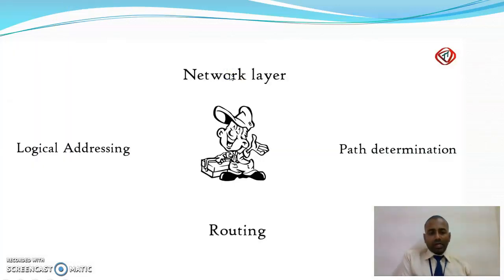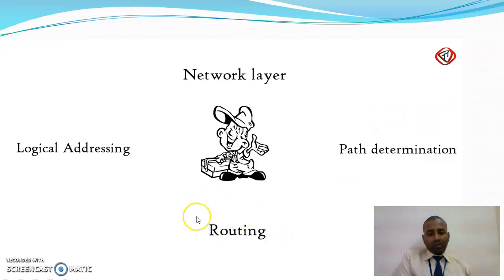Next, the network layer. The network layer is a very important layer which plays a vital role in the OSI model, especially for logical addressing, routing and path determination. Logical addressing is the IP address, which is managed by the network layer. Routing is based on the IP address, and whatever information comes from the machines is properly delivered to the destination machines.